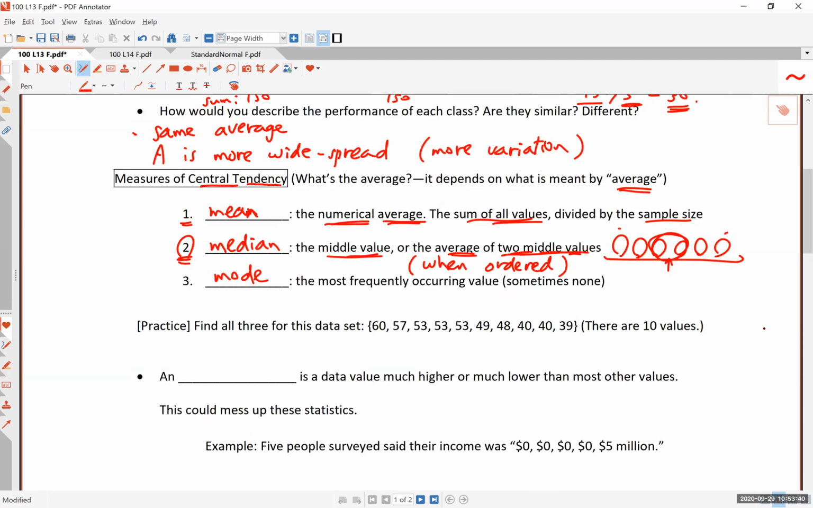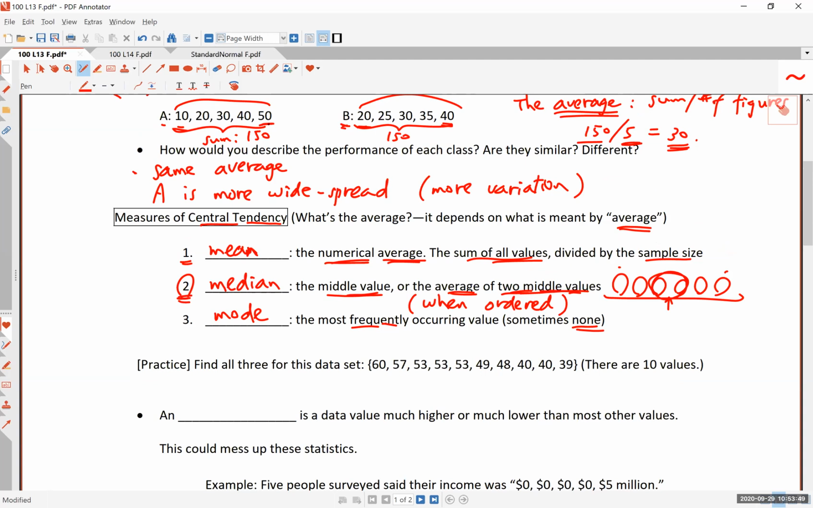All right. The mode, on the other hand, is the most frequently occurring value. All right. And sometimes there is none. Okay. In these cases, A and B, every number is distinct, right? Every number in A is different from each other. Every number in B is different from the other ones. So there is no mode. But if one number happens more frequently than any other numbers, that is called the mode.